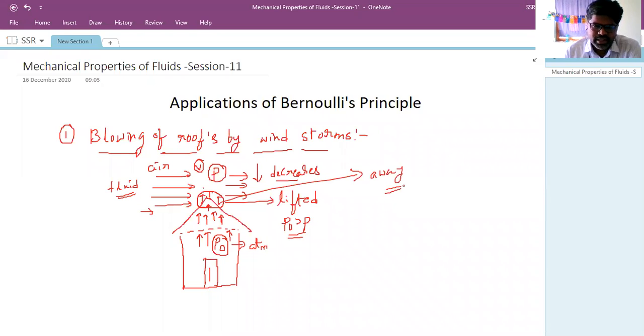Here Bernoulli's principle is inherently acting. The inside pressure is greater than the pressure outside, where high speed air is going and the pressure decreases. So the inside pressure makes the roof lift upwards. This is about the blowing off of roofs by windstorms. Are you clear on this? First application.